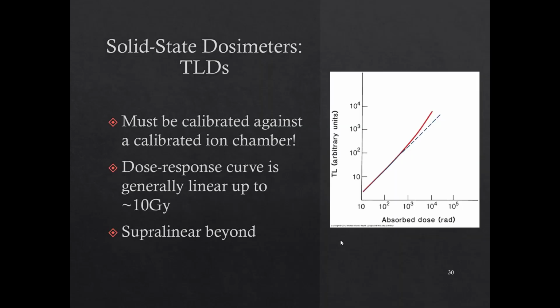So again, TLDs as well as OSLDs have to be calibrated against a calibrated ion chamber. The dose response curve is generally linear up to 10 gray, which is nice because it makes our job a little bit easier. Once you create the curve, you know that you can correlate these TL units to a dose. And then after about 10 gray, it's going to be supralinear.